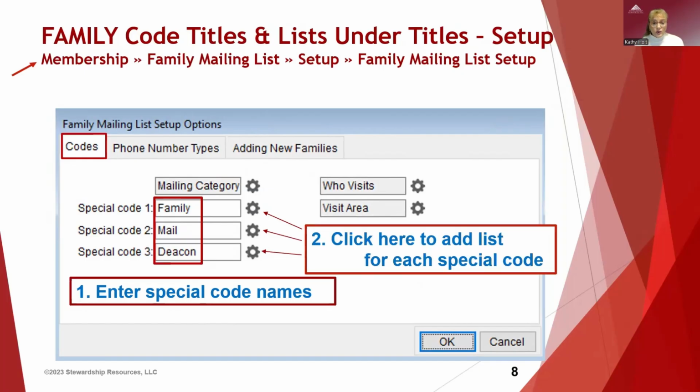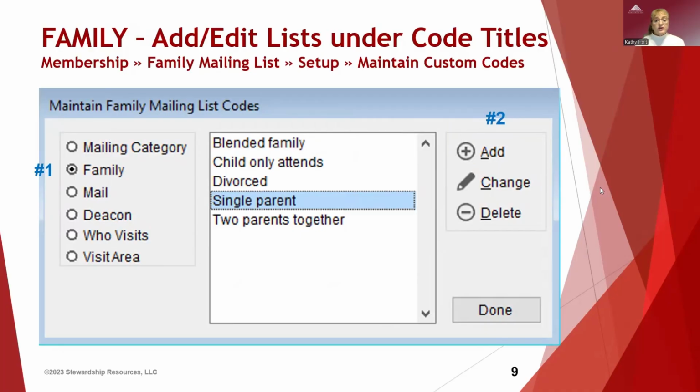Now step 2, you're going to click on the gear beside those code headings, and then you will have the opportunity to build the list under each one of those code headings. Now in the future, any changes or additions that you need to make to the list under the code headings can be made by going to this path. And to make the changes, step 1 is to choose the custom code heading. And then step 2 is to make your additions, changes, whatever you need to make here.